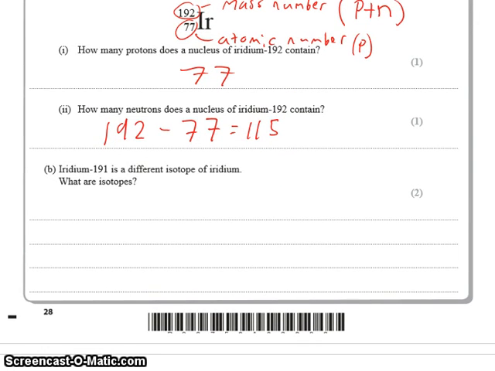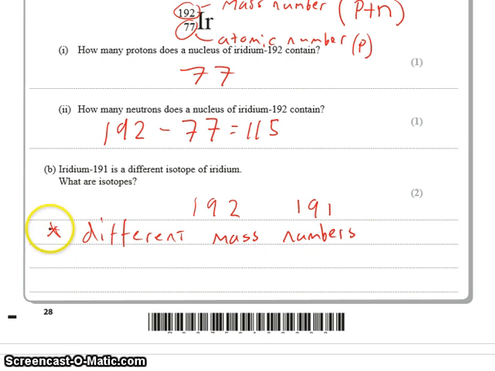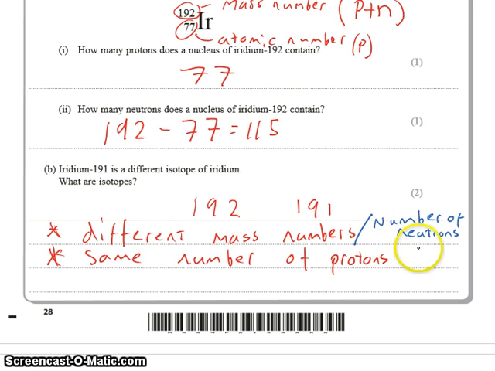Iridium-191 is a different isotope of iridium. What are isotopes? Well, you can see we've got a change in number here, 192, 191. So that gives you a big clue there that obviously the mass number has changed. So one thing we can write about them is that they have different mass numbers. But what they have that's the same, well, they have the same number of protons. Now alternatively, to write in different mass numbers, we could say they have a different number of neutrons, and alternatively to write in the same number of protons, we could say the same atomic number.